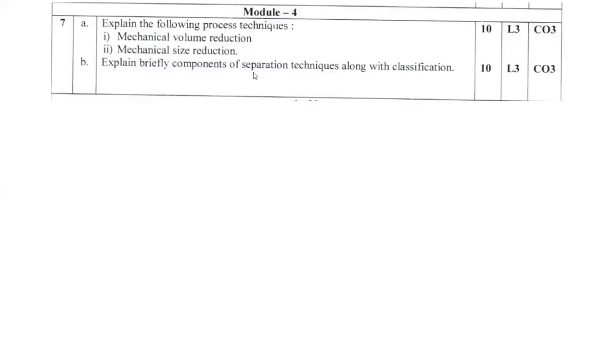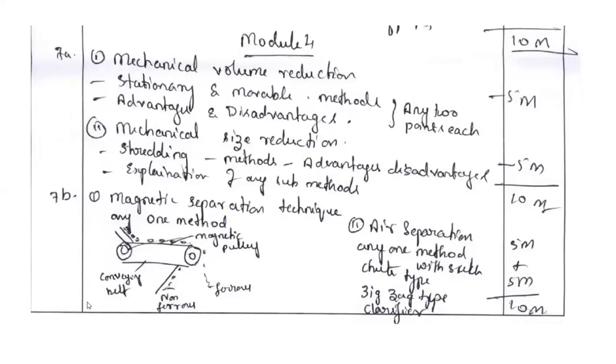Question number 7B. Explain briefly the components of separation techniques used, with clarification. There are different types such as air separation and magnetic separation, so there are different methods. Here you can see magnetic separation, where metal-type waste can be easily segregated. These are the things you have to explain. Whenever you explain with a diagram, you will get more weightage. That is why for technical subjects a graph, a diagram, even equations are required. Whenever you write for technical subjects, try to include those points.